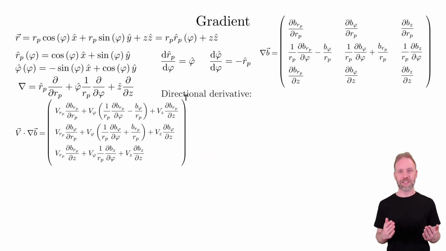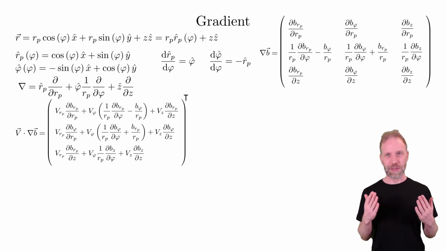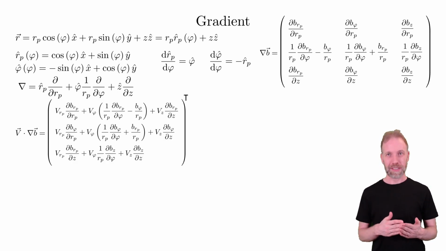This is the final result for v dot nabla b, which is the directional derivative multiplied by the length of v. In fluid mechanics, this will appear in the Navier-Stokes equations with b equals v.